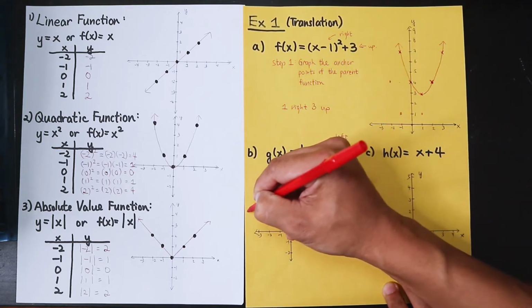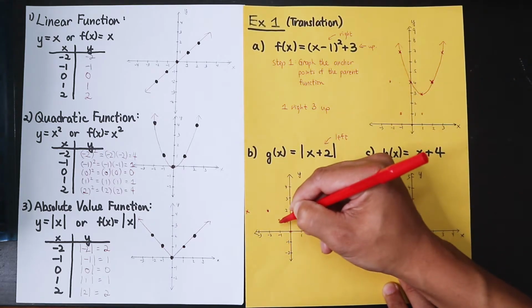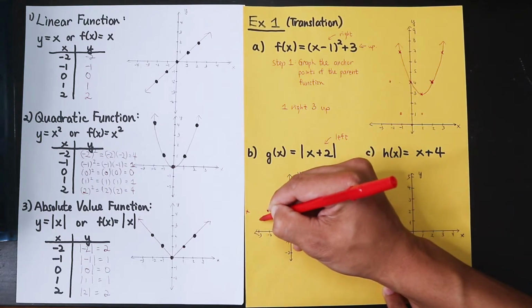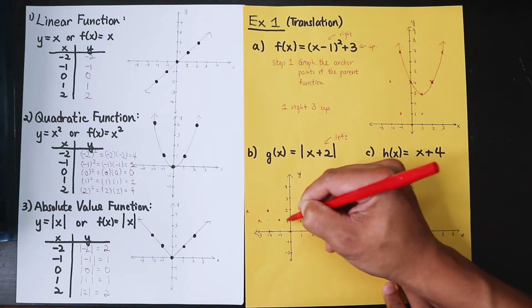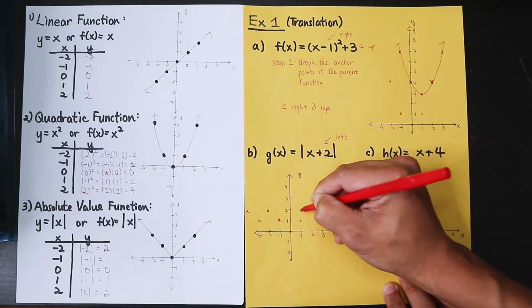So 1, 2 like this. I'm kind of running out of space. And then here, same thing, 1, 2. And here, same thing, 1, 2. And here, same thing, 1, 2.